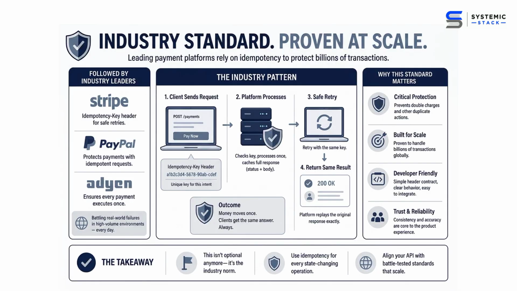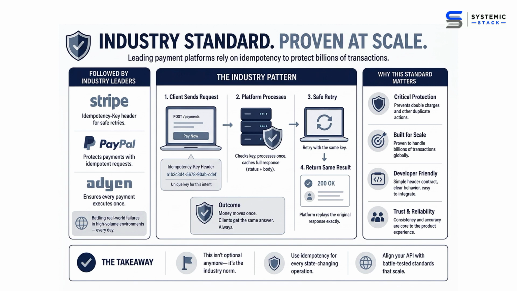If you look at the industry leaders like Stripe, PayPal, or Adyen, you'll see they all follow this pattern almost exactly. They've standardized the use of an idempotency header. These companies process billions of dollars, and this simply couldn't function without this safeguard. It's become such a standard that if you're building a public-facing API today and you don't include some form of idempotency for state-changing operations, it's considered a major architectural red flag.